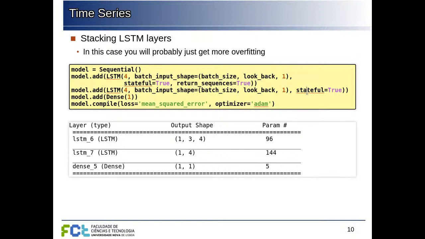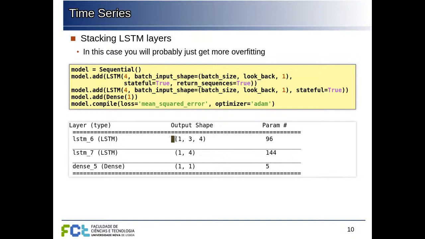This will also be stateful. We'll keep the state and do the same thing as we did before. But now this one only outputs the final output at the end of the sequence. And so the output of this one is one sample for the batch of one with 4 parameters.